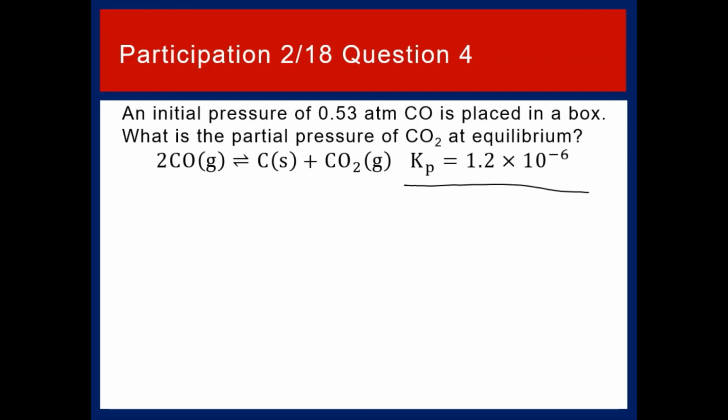An initial pressure of 0.53 atmospheres CO is placed in a box. What is the partial pressure of CO2 at equilibrium? Two COs react to give you carbon and carbon dioxide.